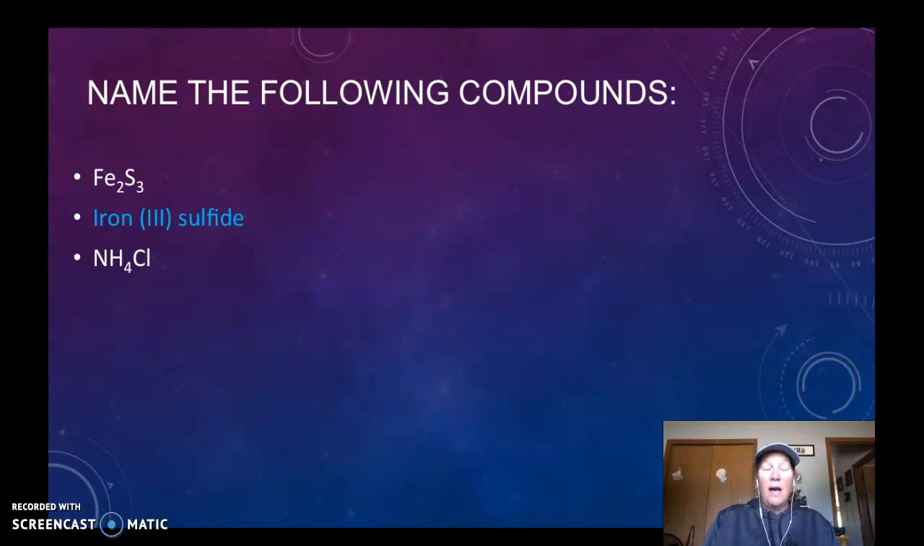Okay, that's NH4, ammonium. It's a polyatomic ion. How do I know there's a polyatomic ion? Well, look, 1, 2, 3 capital letters. I know it's in there. Find it. NH4 is ammonium. Cl is chloride.